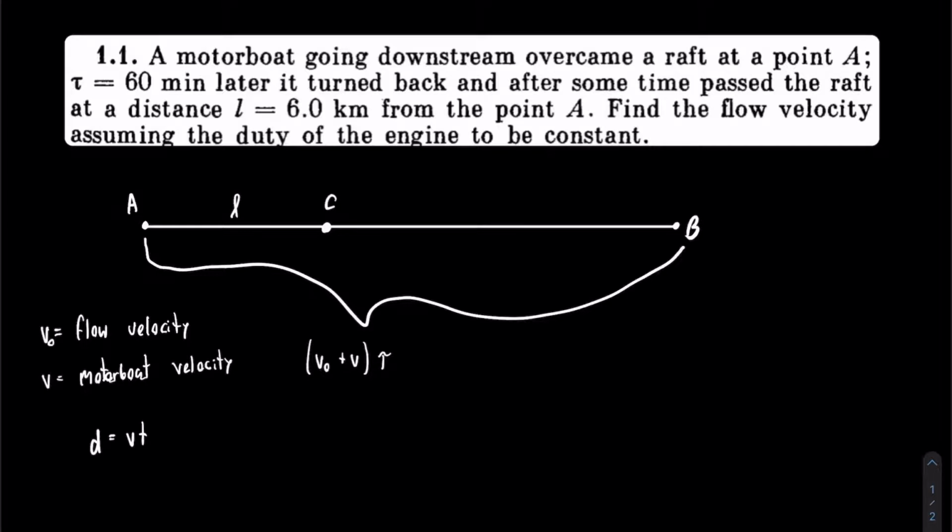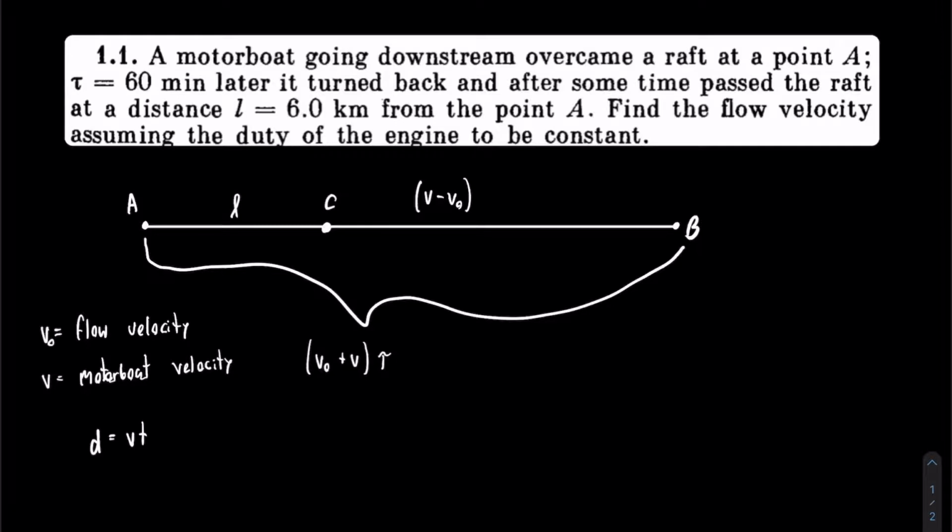We know distance is equal to velocity times time. So let's start with the velocity. The velocity of the motorboat while it's going from point B to point C is going to be less than when it's going from point A to point B. The reason for that is because when it's going from point B to point C, the current is going against the motorboat. That means the velocity of the motorboat is going to be v minus v0.